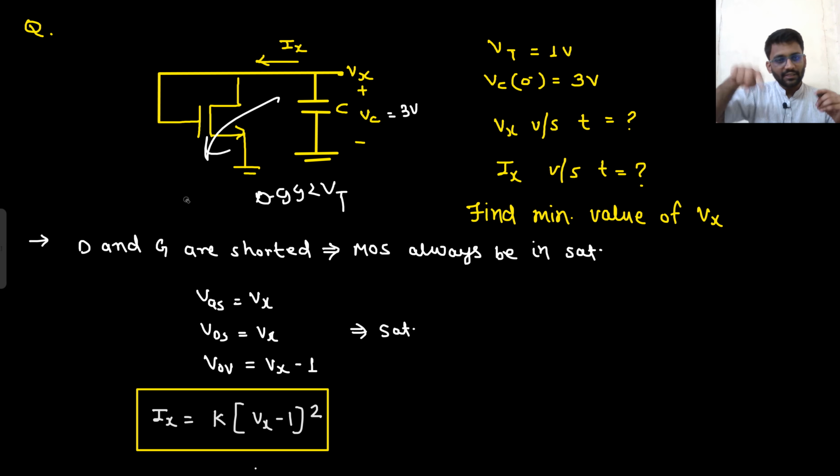Understood? The capacitor was trying to discharge. It discharged till 1 volt. When it was 1 volt, the next potential was 0.99 volt. If you were getting 0.99 volt there, what will the MOS say? That it is lesser than Vt, so I will not give any current. If I am not giving any current, the capacitor has to hold its voltage. The capacitor is holding its voltage at 1 volt. So from 3 it discharges till 1 volt. That's it.